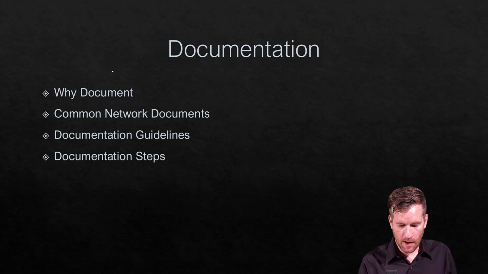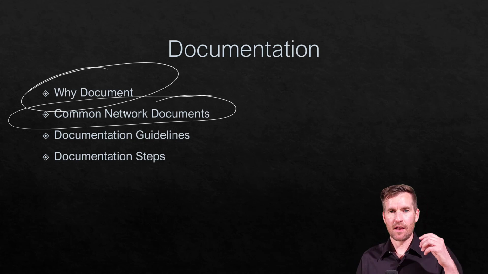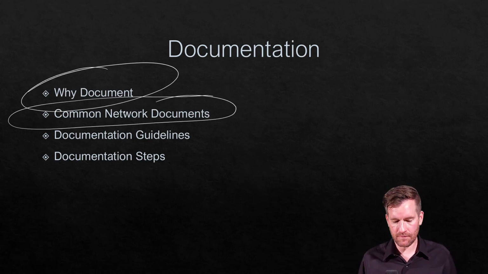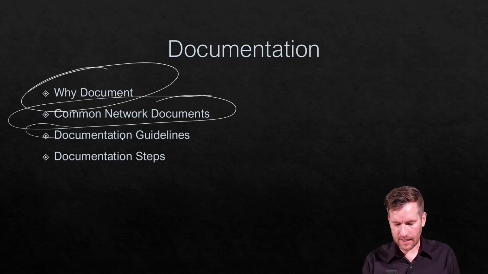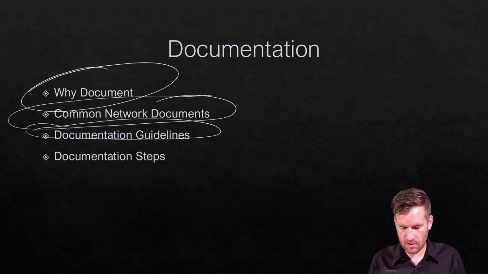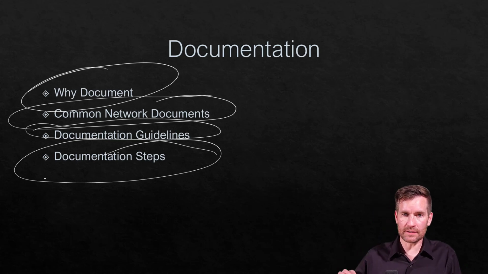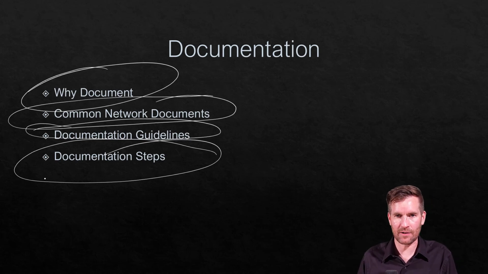There you have it. In this video, we talked about why document. We talked about some common network documents, such as the network maps or the baseline configurations. We talked about some documentation guidelines, things that I've found over the years are really important to implement when you're doing documentation. And then we wrapped things up talking about the documentation steps. Very important. Don't overlook documentation. It's certainly not the top priority, but because it's not the top priority, a lot of times it gets put on the back burner, and you should definitely not do that. It's way too critical to put on the back burner.